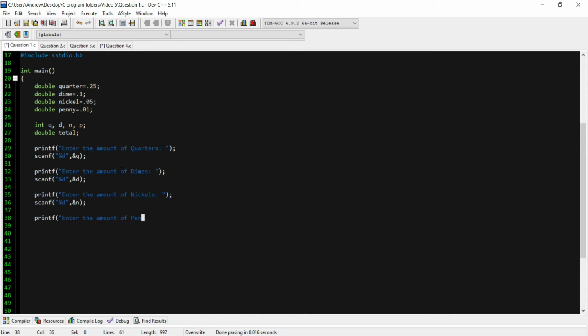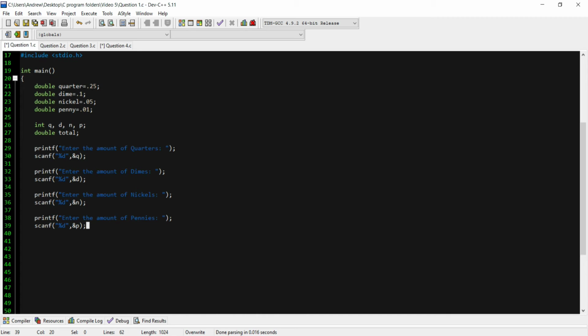Of pennies. And this is the last scanf function we'll need. Oops, P. Okay, let's just take a look at what I did.